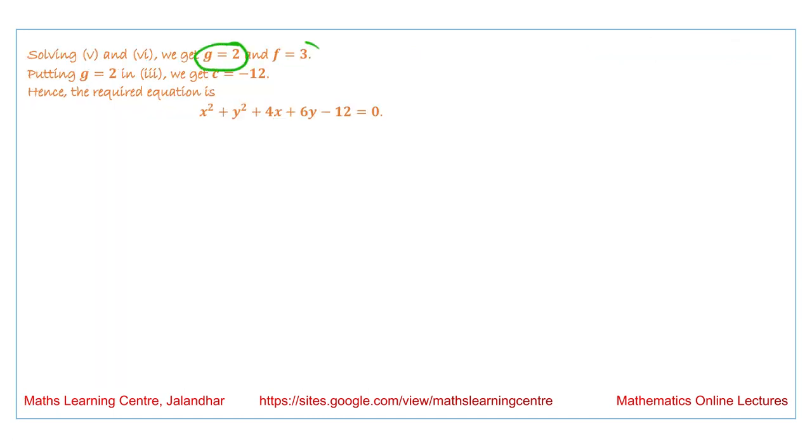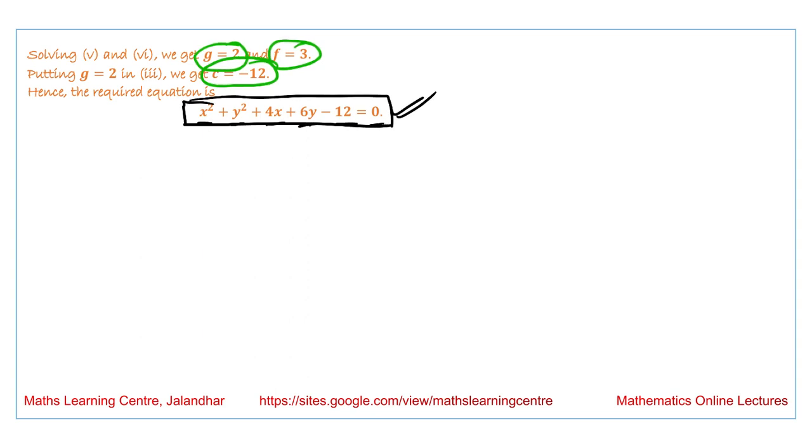It is g = 2, f = 3 and c = -12, and from these three values we can obtain the equation as x² + y² + 4x + 6y - 12 = 0. So this is the required equation which satisfies the conditions of the given problem.